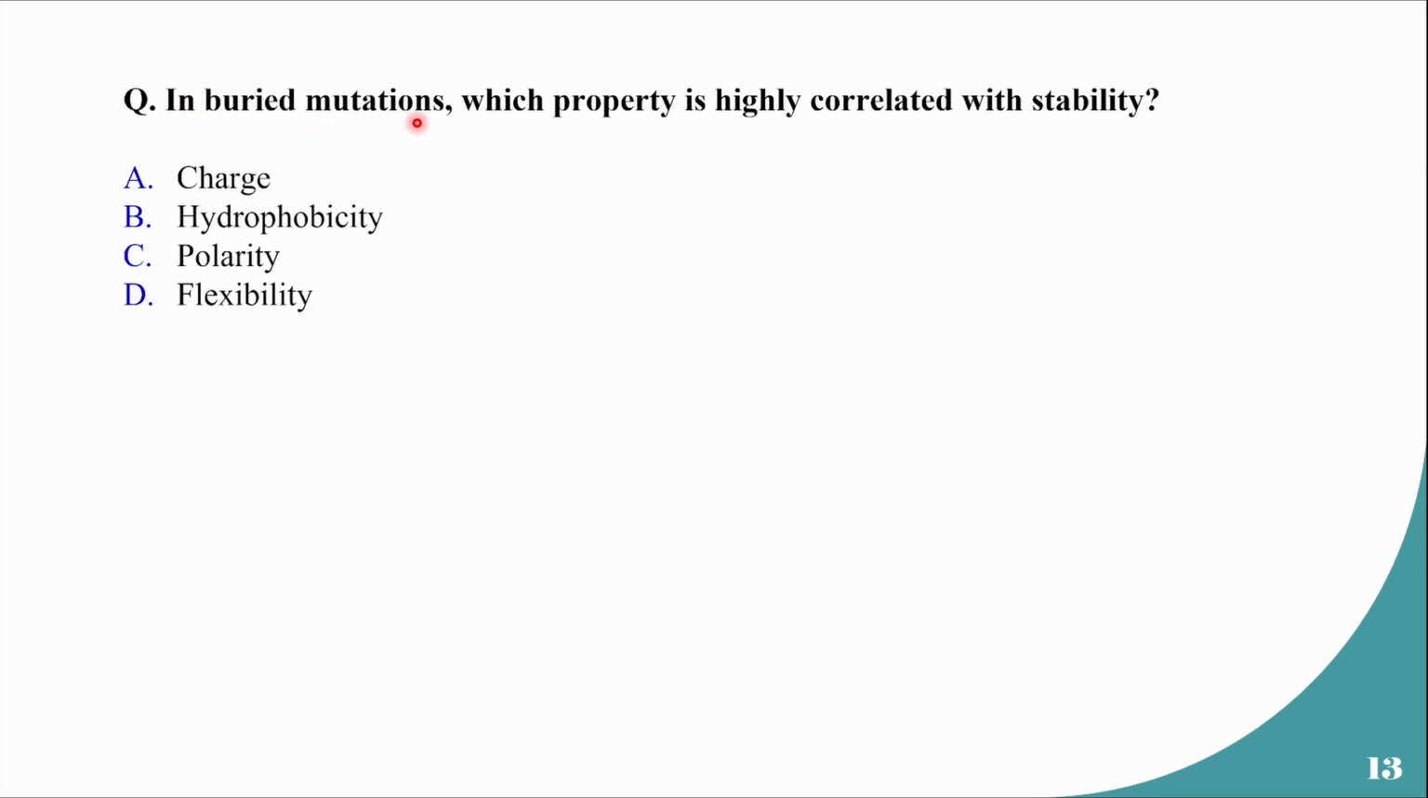And if they are mutated, which of these properties could be highly correlated with stability? That means you have a certain property which will correlate with the stability. If the value of that particular parameter is low, then the stability will be low. If the value of the parameter is high, the stability will be high, and so on. So which one of these could be the answer here? Maybe the one that highly correlates with stability.